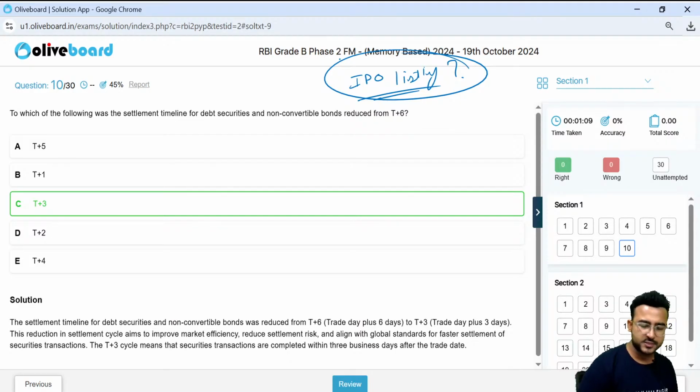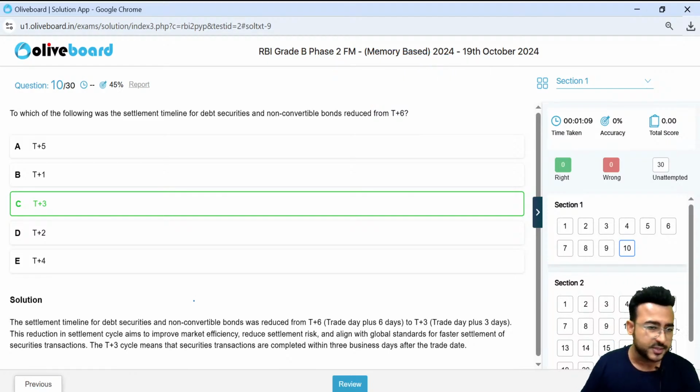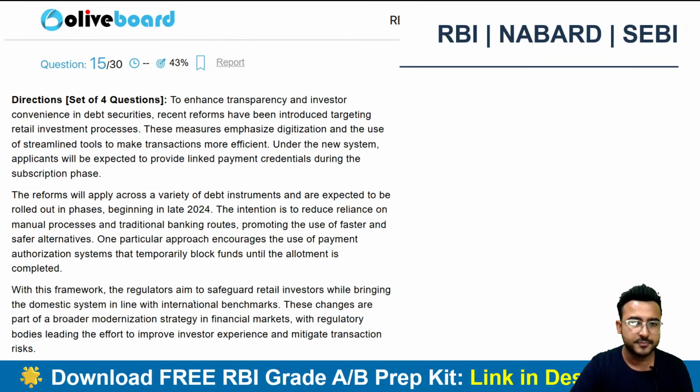Let's suppose I want to list my share. So what will be the timeline? Let's suppose today is the last day of application. Now in how many days I need to do the listing of my equity share? Can anyone tell me that? It is also T+3. Okay, please do remember, it is also T+3. Okay, the IPO listing timeline is also T+3 only.